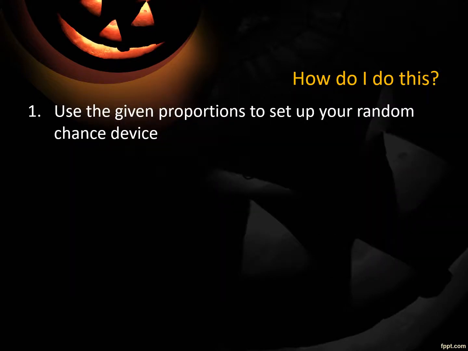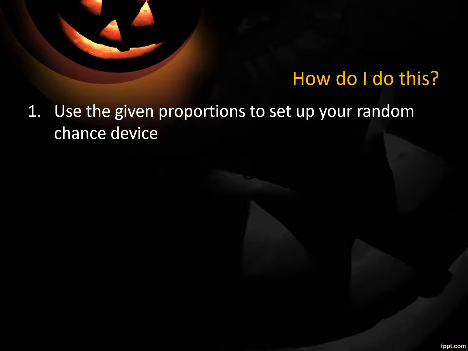So now the question is, how do I do this? Let's go back to step 1. Step 1, I need to set up my random chance device. I need to use the proportions given to me to set up my random chance device. For example, when we played the 1 in 6 game, we used a die because we needed 1 to be the winner and 5 options to be the losers. So we decided that we would roll a die, 6 would be the winner, 1 through 5 would be the losers. That would represent the proportions given, or likelihood probabilities, of winning.